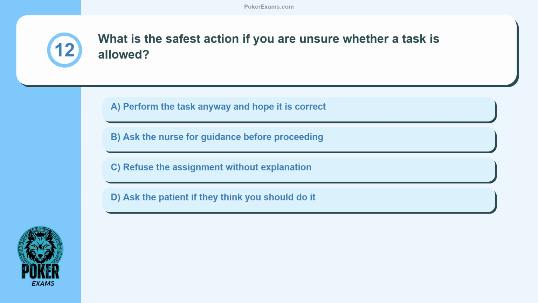Question 12. What is the safest action if you are unsure whether a task is allowed? Perform the task anyway and hope it is correct. Ask the nurse for guidance before proceeding. Refuse the assignment without explanation. Ask the patient if they think you should do it.